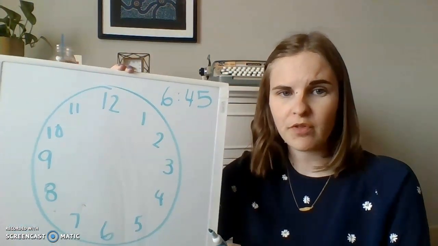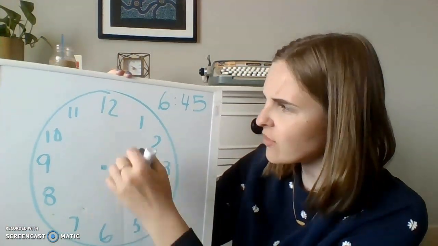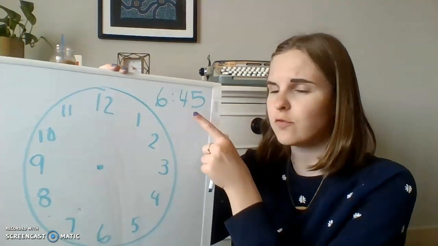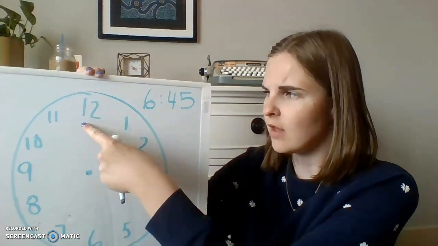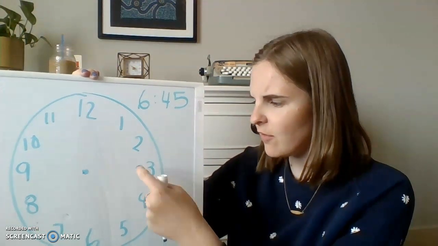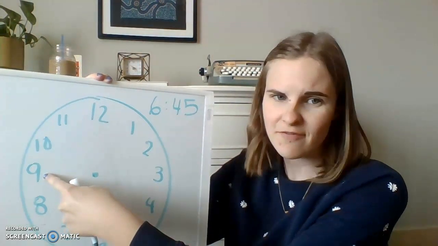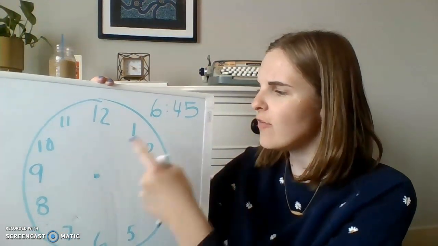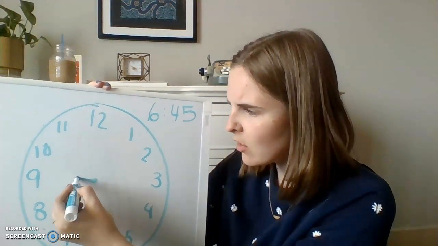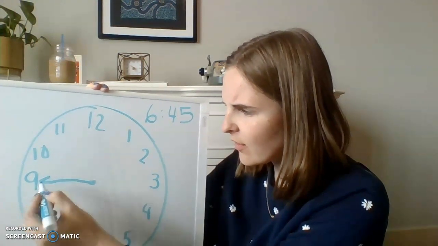Let's try one that's a little more difficult. On the first row of this math page today, the very last one, it says 6:45. Let's figure that one out. Starting with our minutes again, let's start at 0. We're stopping when we get to 45. Here we go. Count with me. 0, 5, 10, 15, 20, 25, 30, 35, 40, 45. So we stopped at 45 minutes, and that is the 9. So my long minute hand's pointing at the 9.